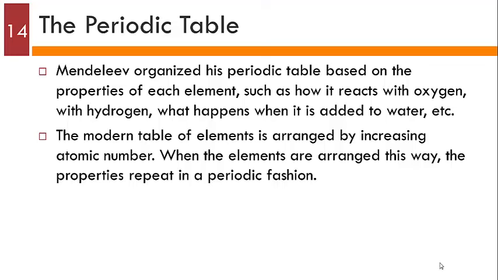The modern table of elements is arranged by increasing atomic number. So when the elements are arranged in this manner, the properties repeat in a periodic fashion, and this periodic fashion is predictable.